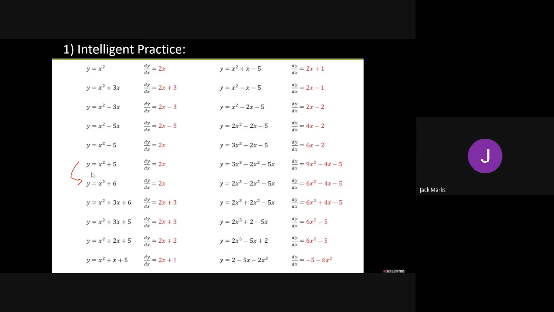And answers on the board. Some interesting things that we notice. If you have x squared minus 5 and x squared plus 5, well, of course, you're just shifting them up and down. So the rules for the gradients, it makes sense that they would be the same.